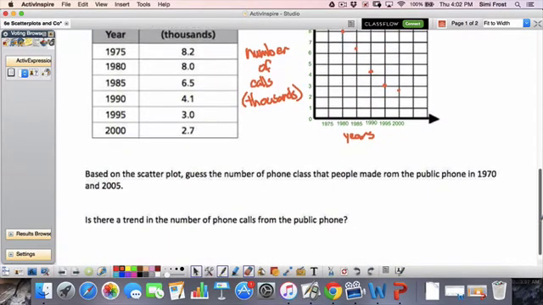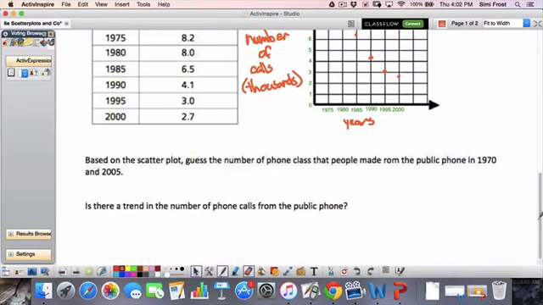All right. Based on the scatter plot, guess the number of phone, that should say calls. I'll fix it on your notes. Based on the scatter plot, guess the number of phone calls that people made from the public telephone in 1970 and in 2005. So go ahead, pause the video, write down a number, see what you come up with, and then unpause and we'll talk about it. Okay, so hopefully you came up with a couple of numbers here. So in 1970, that would be back here, let me make it so we can see our graph.